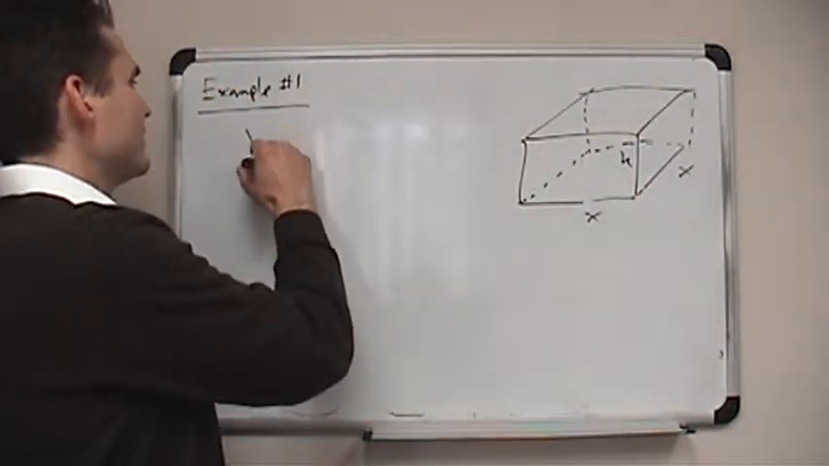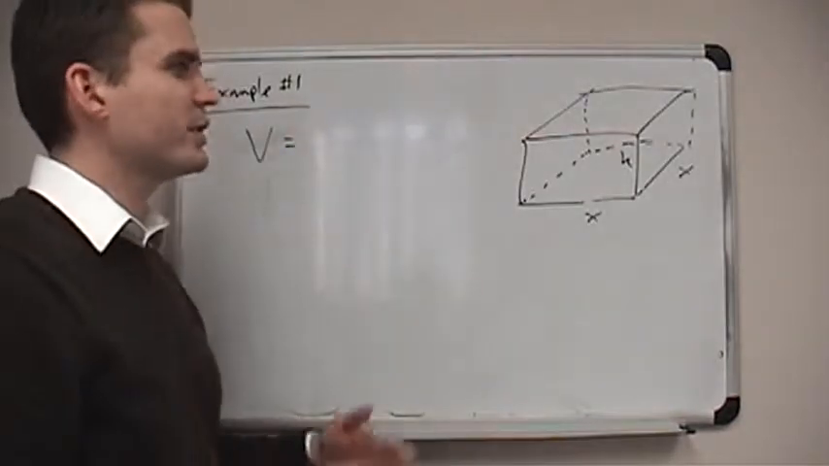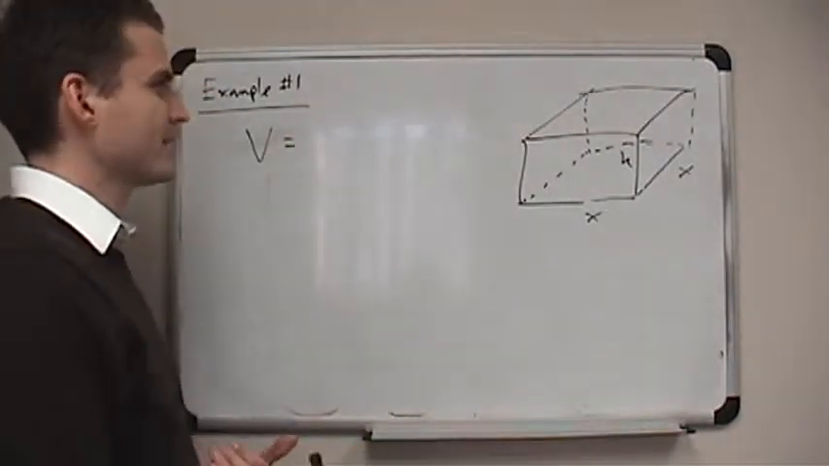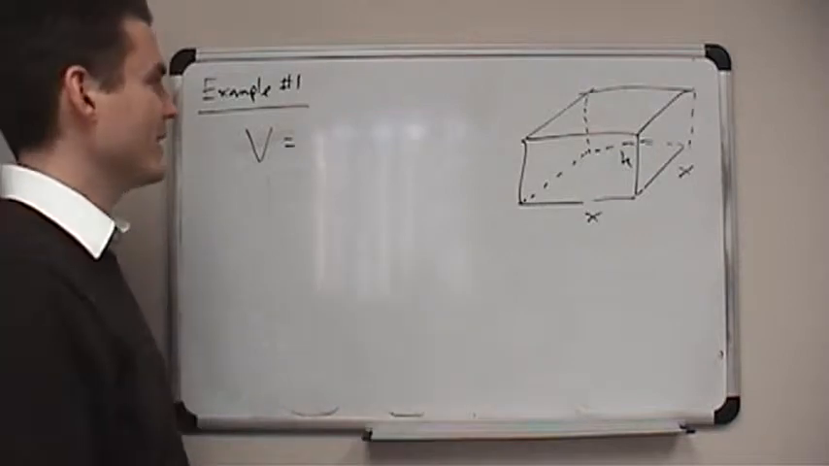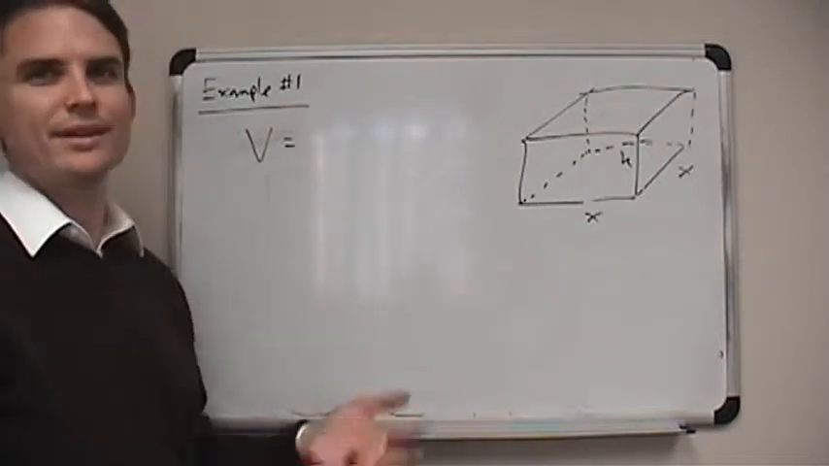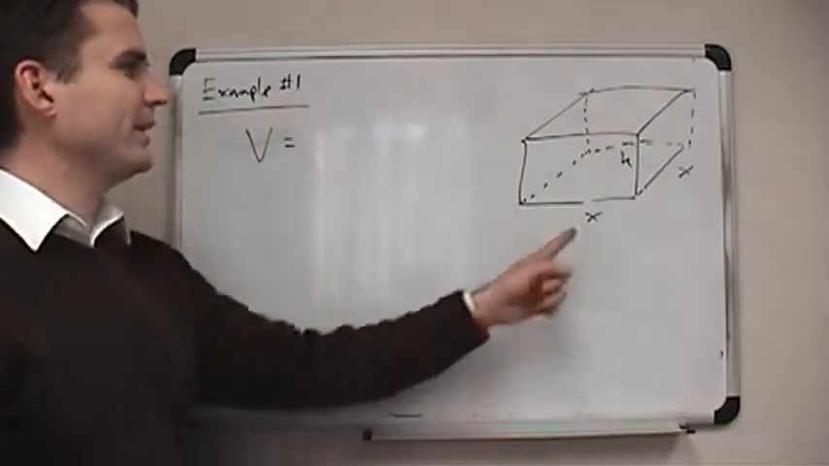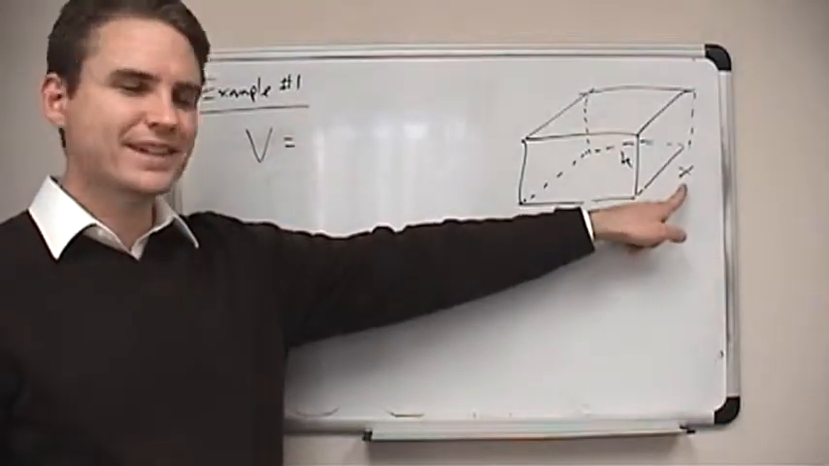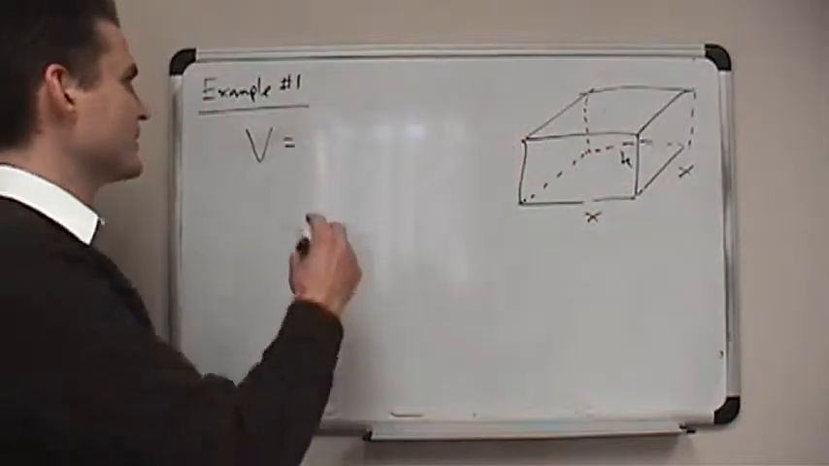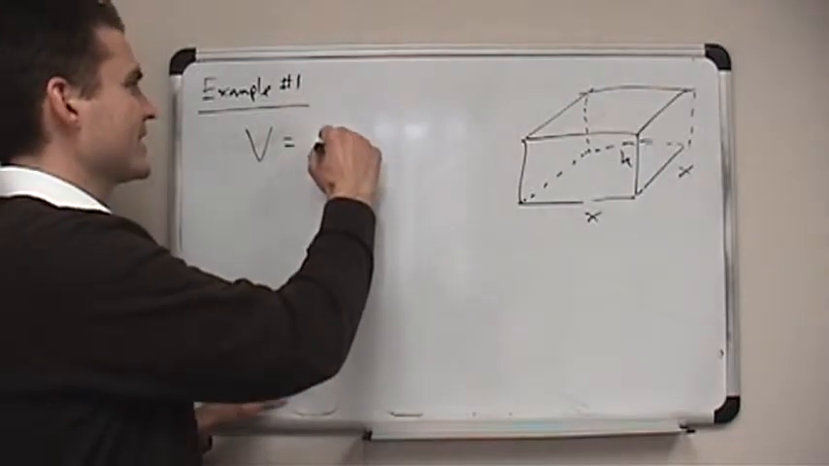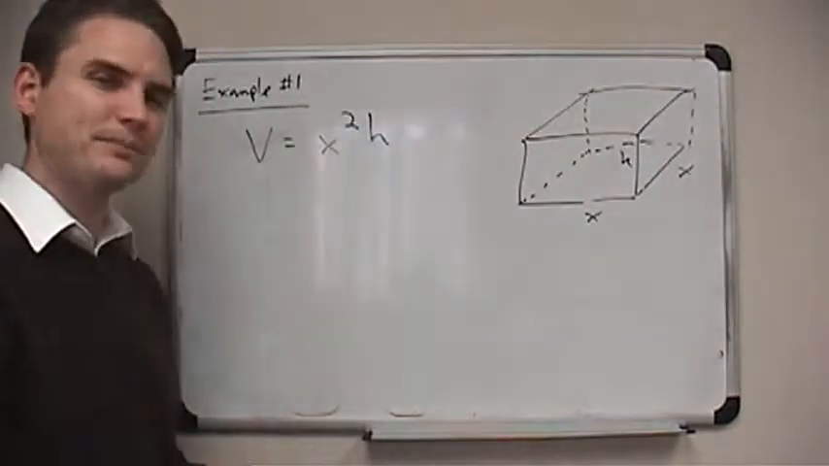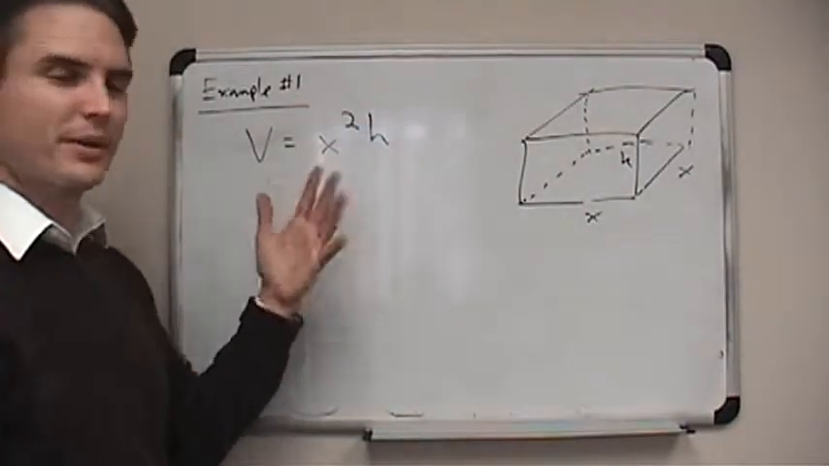So what we'd like to do in this problem, if you read the second sentence, is maximize the volume of the box. What's the formula for the volume of a box? It's length times width times height. Well, length is x, width is x, and height is h. So length times width times height is x squared times h. Length and width are both x.